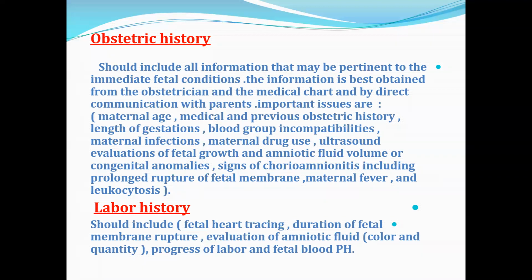Length of gestation, blood group incompatibilities, maternal ultrasound evaluation of the fetal growth, and amniotic fluid volume or congenital anomalies. Besides signs of chorioamnionitis, including prolonged rupture of the fetal membrane, maternal fever, and leukocytosis, all of these should be mentioned in the case sheet of the mother at the delivery room, so that you can take a rapid idea about these complications that may be associated with such conditions.